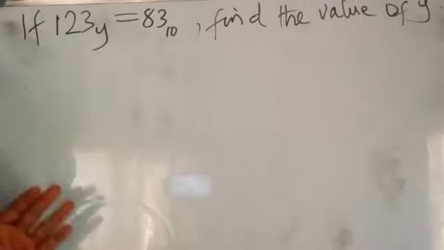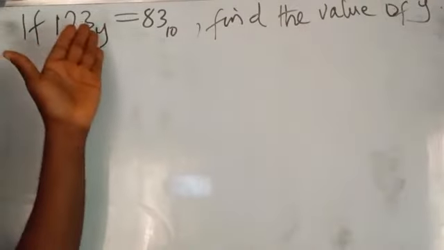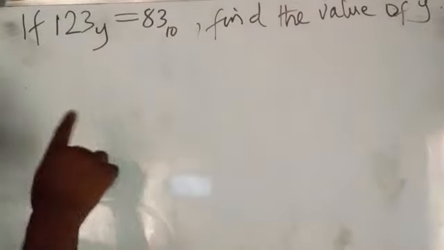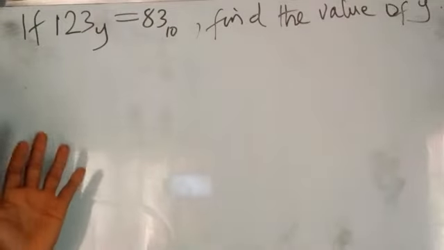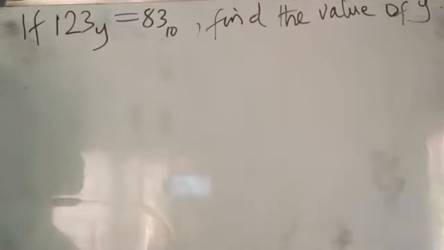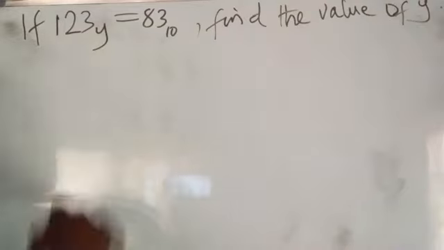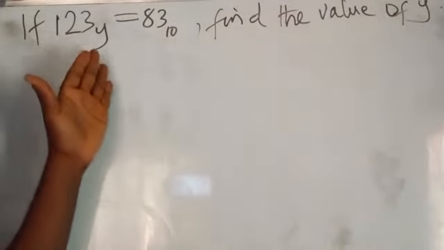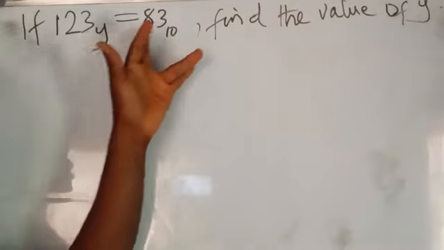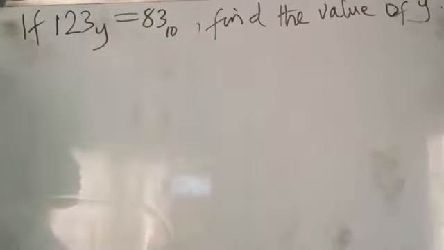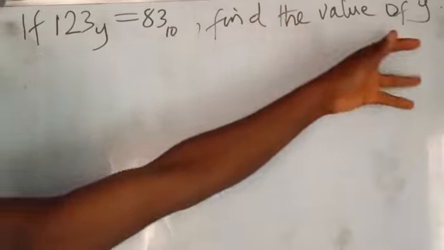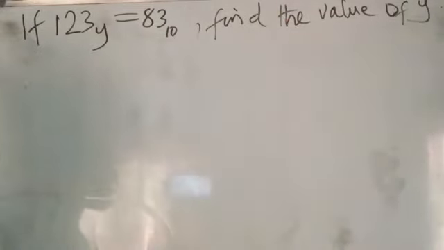Okay, the problem is: if 123 base y is equal to 83 base 10, find the value of y. Don't say "one hundred twenty-three." It's not 123. This is a number base, you understand? Because it is a number base, you don't call it 123. Rather, you call it 1 2 3 base y is equal to 83 base 10. Good. Find the value of y.